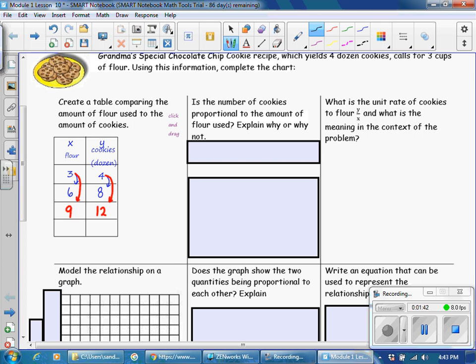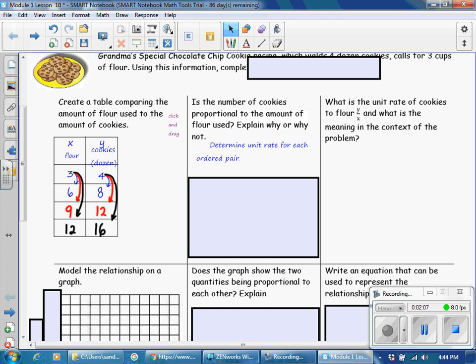And finally, let's make 4 recipes. So you'll need 4 times as much flour, and 4 times 3 is 12. And if you use 4 times as much flour, you will get 4 times as many cookies, and 4 times 4 is 16. Is the number of cookies proportional to the amount of flour? Explain why or why not.